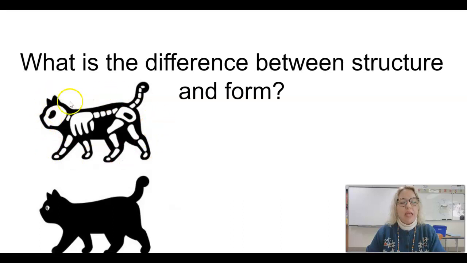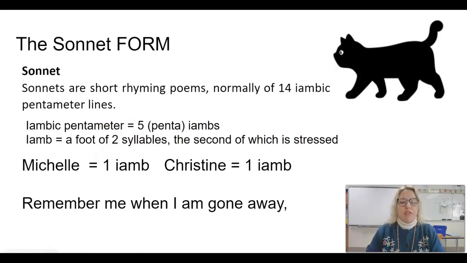This kitty, the X-ray kitty, is structure. The silhouette kitty is form. I'll talk more about that as we go. First of all, the sonnet form.